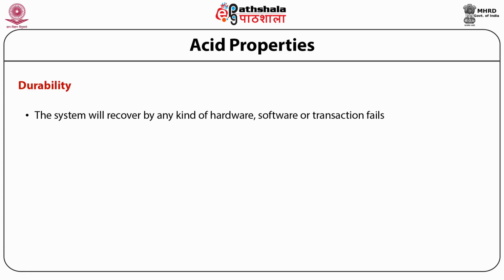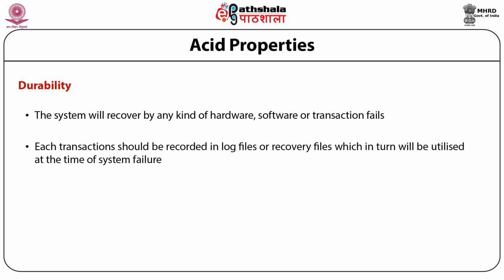The second point says that each transaction should be recorded in log files or recovery files, which in turn will be utilized at the time of system failure. That means when any kind of transaction is happening on the system, there should be a log file or some kind of recovery files. There should be a record in the system, so that we know what has happened and when, and if there is any problem in future, we can trace back the problem through log files.